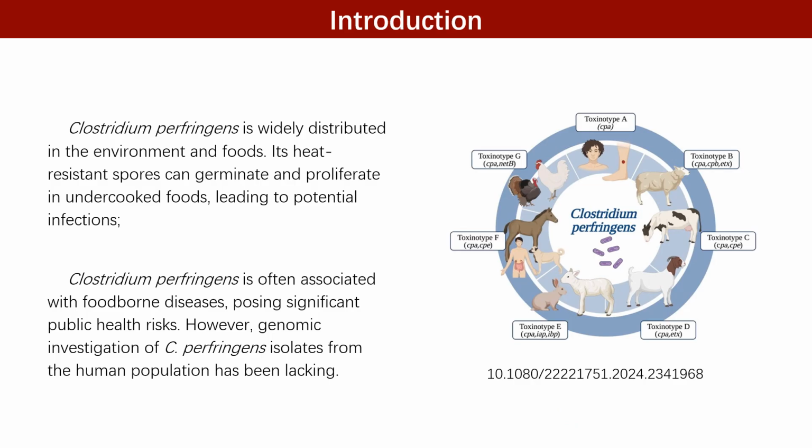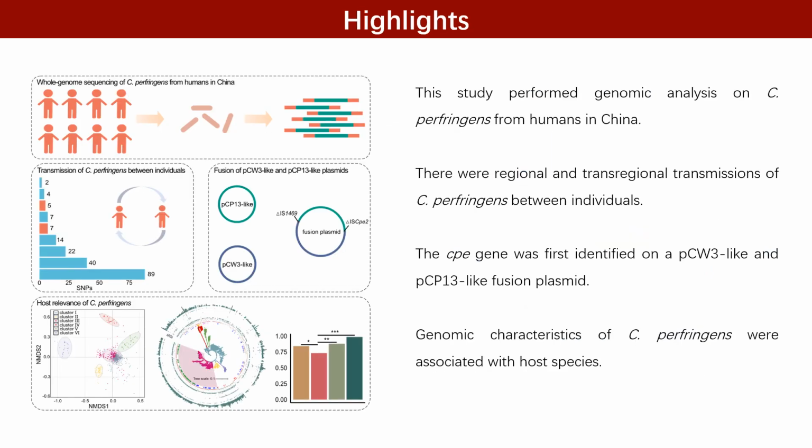Clostridium perfringens is widely distributed in the environment and foods. Its heat-resistant spores can germinate and proliferate in undercooked foods, leading to potential infections. However, genomic investigation of C. perfringens isolates from the human population has been lacking. This study performed genomic analysis on C. perfringens from humans in China.